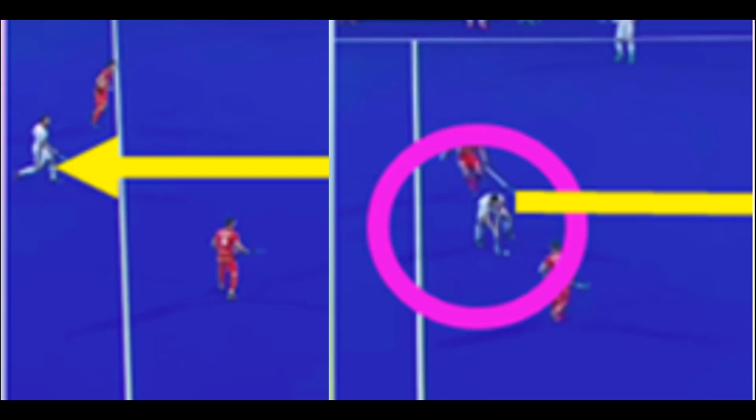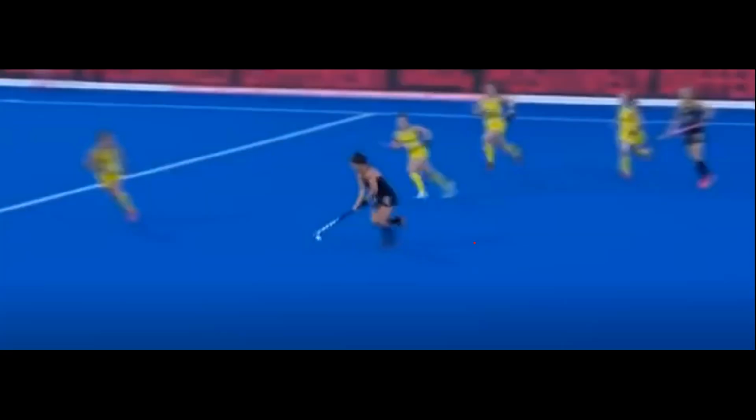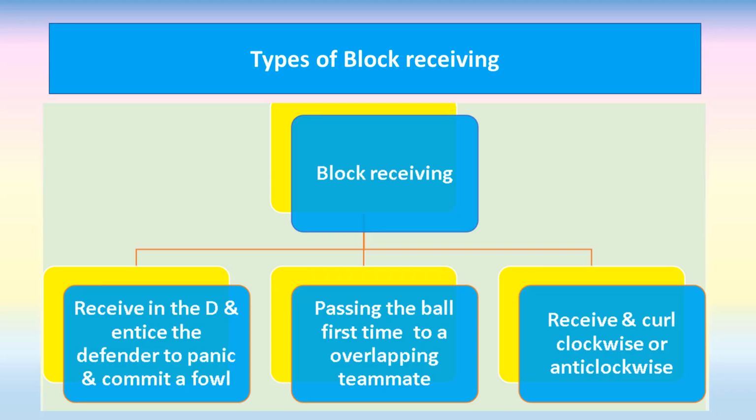It is done more out of fear than desire. I can also say that it is less creative, because we saw in video serials number 5 and 6, when you receive the ball on the open stick, on the reverse stick, on the run as a forward, you jockey back the opponent and then you control the contest. Let's see this type of block receiving.